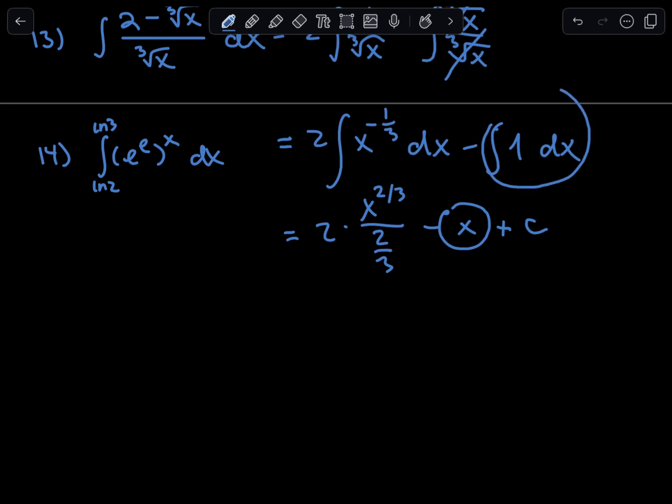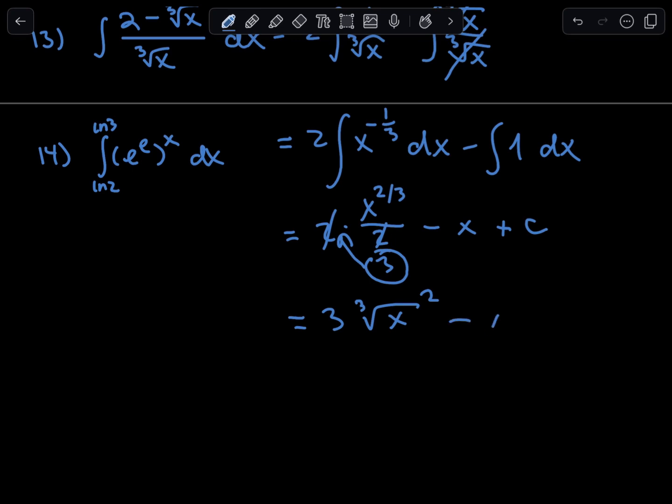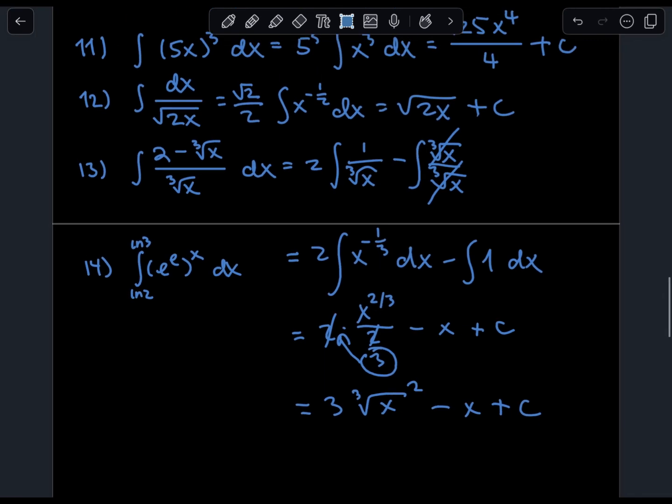The x coming from here. So these 2's cancel out, this 3 comes on top. So this is 3 times the cube root of x squared minus x plus c. Okay, that's the final answer. So I'll just write that.